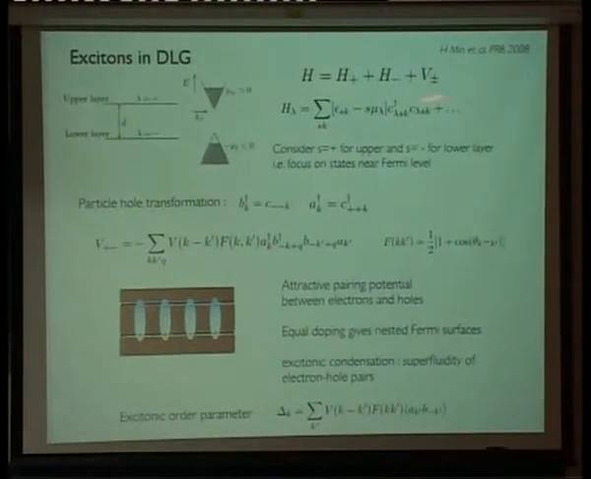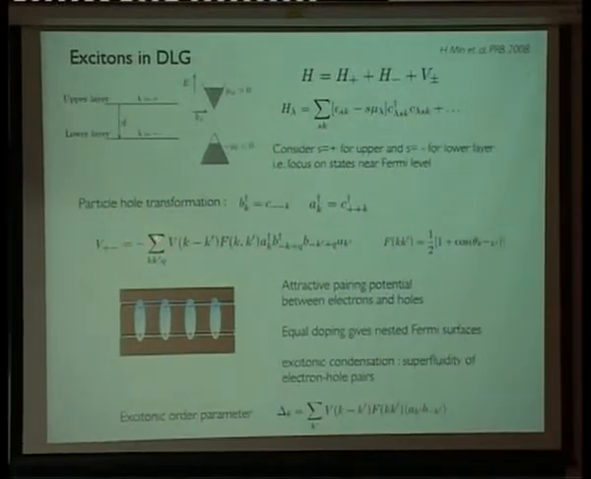Then it's much easier to keep the upper layer conduction band operators, and I will call them a dagger k. In the lower layer, I make a particle-hole transformation, and I call the operators b dagger. That's my choice. If you do that, then you can write this part, which I didn't tell you what it is, as an interaction which looks very much like a BCS interaction.